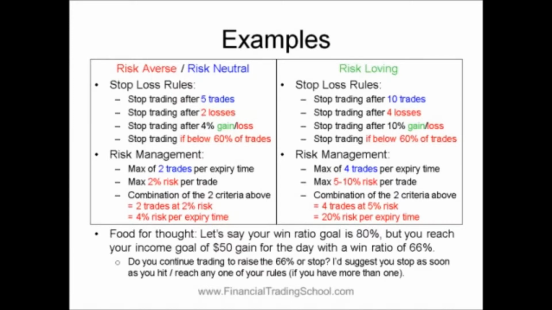I would suggest you stop as soon as you hit or reach any one of your rules, if you have more than one. So if you have 3 rules and one of them is a dollar gain, one of them is a percent gain, and one of them is a max loss, as soon as you reach one of them, just stop. So if let's say you reach 2 losses, stop. Or you reach $50 per day, stop. Or if you reach your 80% already, stop.